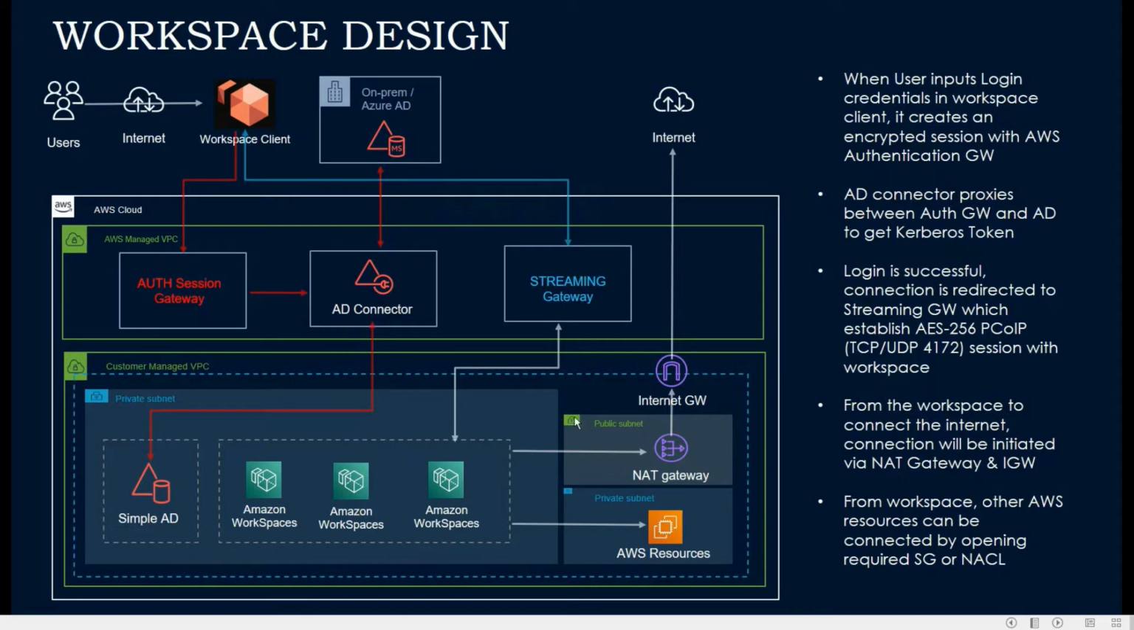workspace. From the workspace to connect to the internet, the connection will be established via the NAT gateway and an internet gateway. It should be noted here, from the Amazon workspace, you can initiate a connection to the internet, but you cannot initiate a connection from the internet to the Amazon workspace. All the connections should come via the workspace client. From the workspace to connect to other AWS resources, the connection can be established by opening the required security group or NACL.